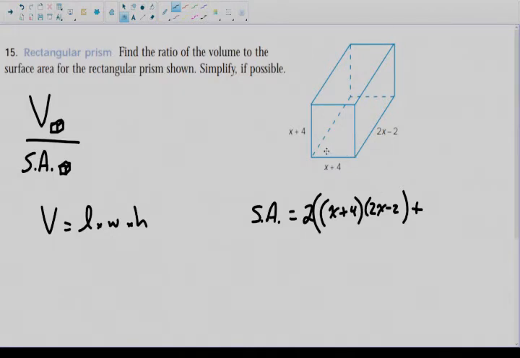Plus, we've got front and back. So x plus 4 times x plus 4 is the area for that. And then we've got left, right sides. I'm running out of room here, so I'm just going to put it below. So a side area would be 2x minus 2 times x plus 4.